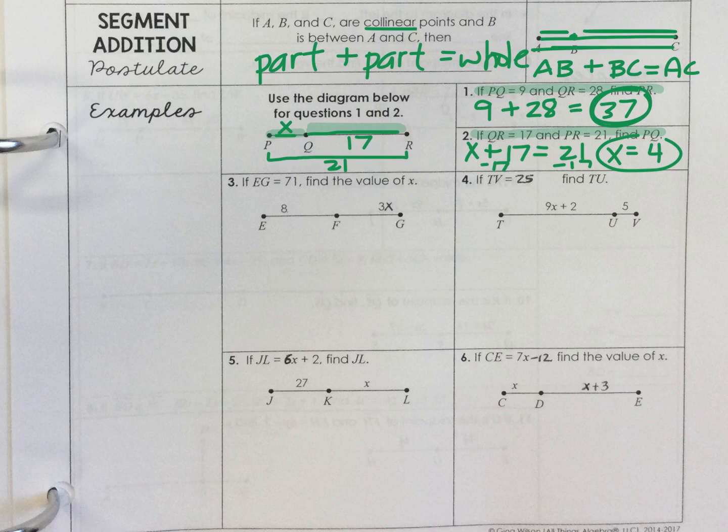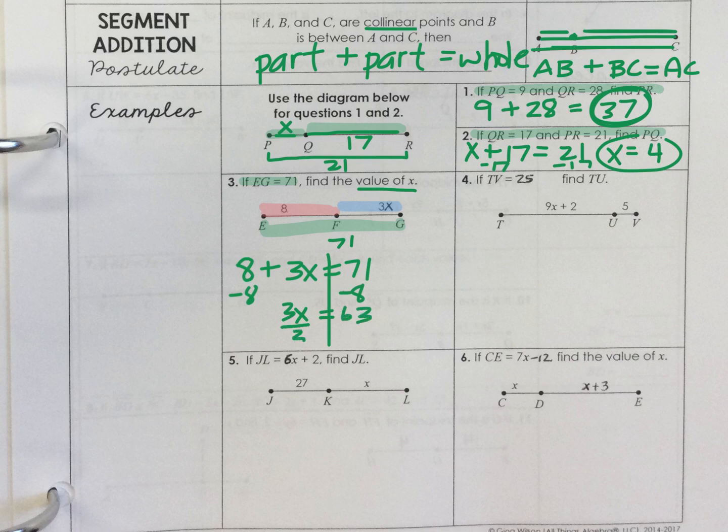X is 4. That's all. All right, let's look at number 3. We got to read the words. If EG is 71, so E to G, that's the whole thing, is 71. Find the value of X. So I got a part, and I got a whole thing. The red part is 8, plus the blue part is 3X, equals the whole thing is 71. And then you just do the math, and you know how to do this. Subtract 8, 3X equals, can't.